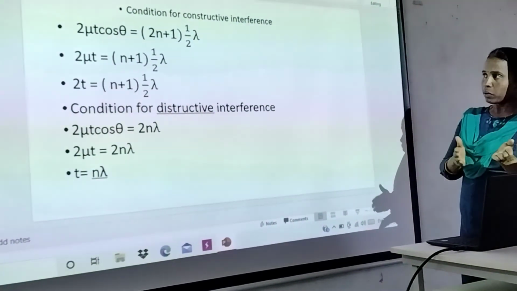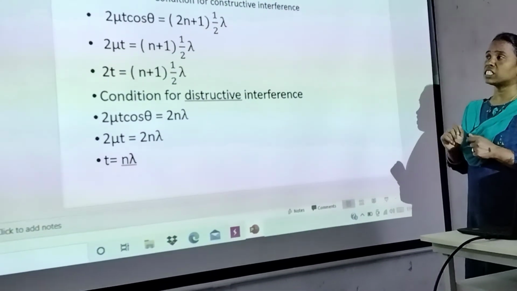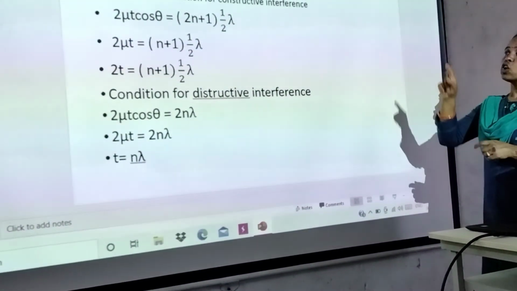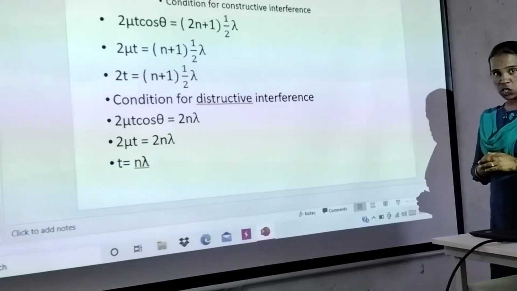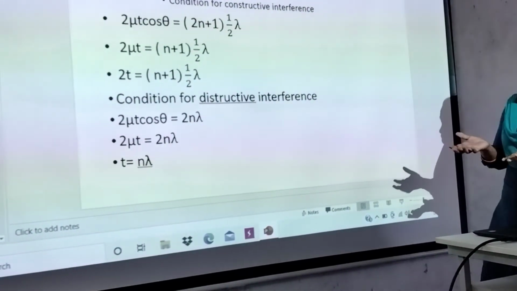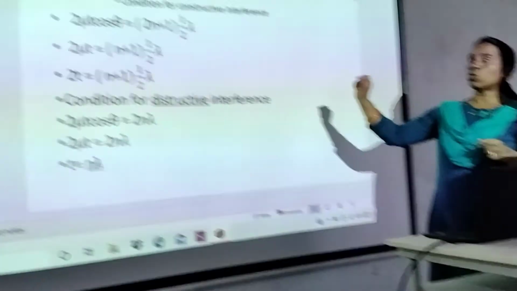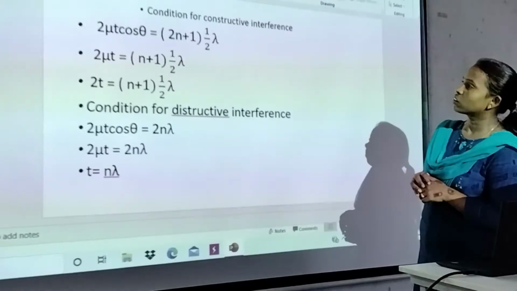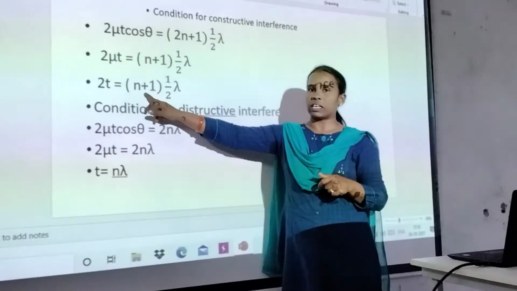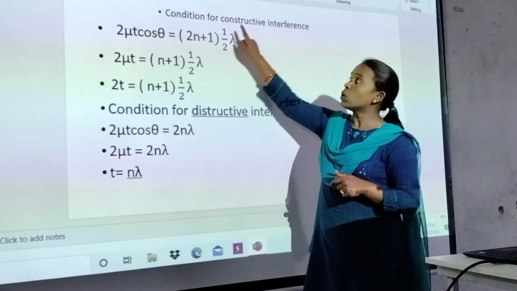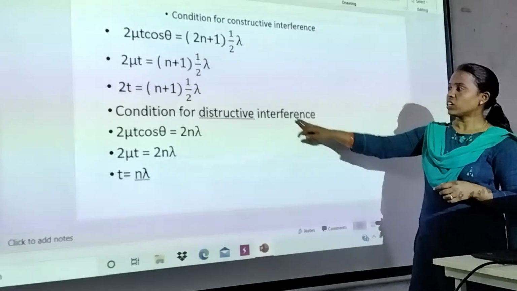Just before, I said that the angle of incidence is equal to 0 degrees. Therefore, I will get the condition as 2 mu t equals 2n plus 1 into lambda by 2, because cos 0 is 1. Next, what is the film here? Air film. What is the refractive index of air? 1. Therefore, the condition will become 2t equals 2n plus 1 into lambda by 2. That is the condition for constructive interference in the case of Newton rings.